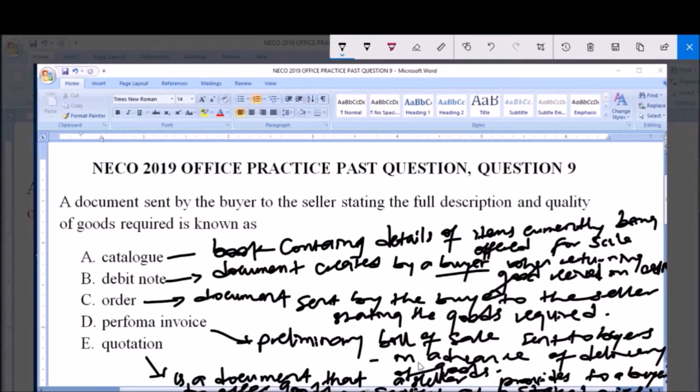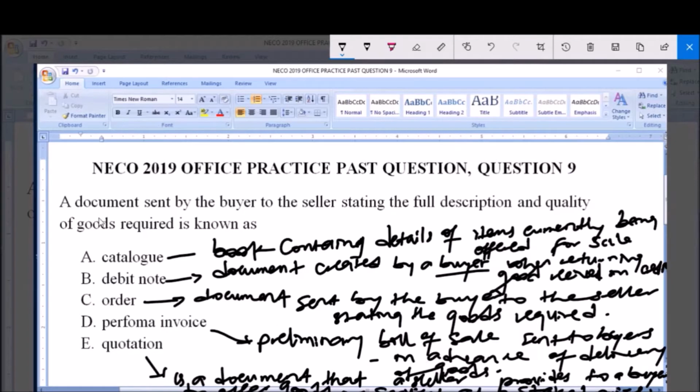So a quotation is simply a document that a seller provides to a buyer. This quotation is offered by a seller to a buyer to offer goods, that is, notifying him of the goods and services that he can render at a particular price, at a staked price.